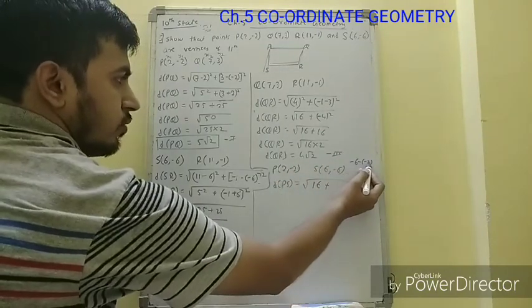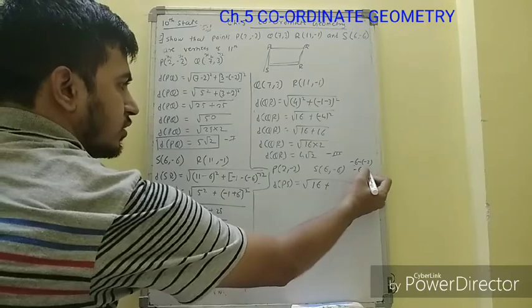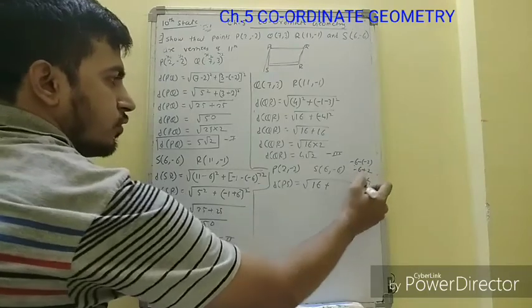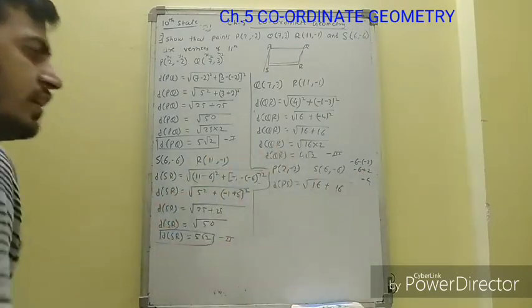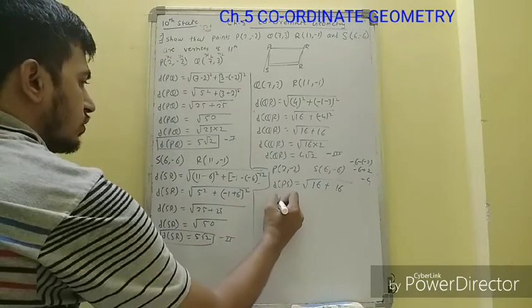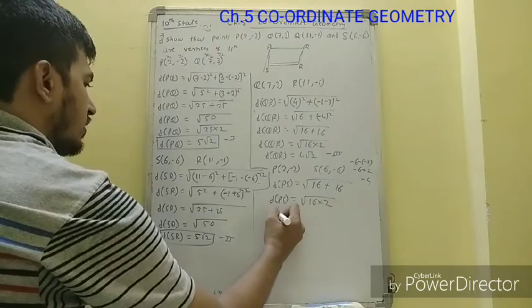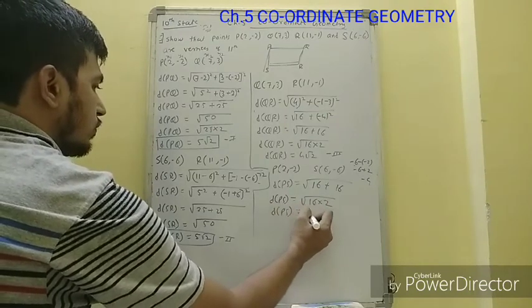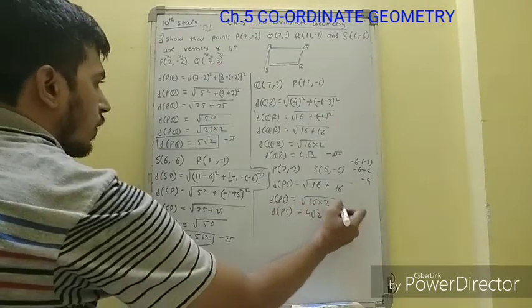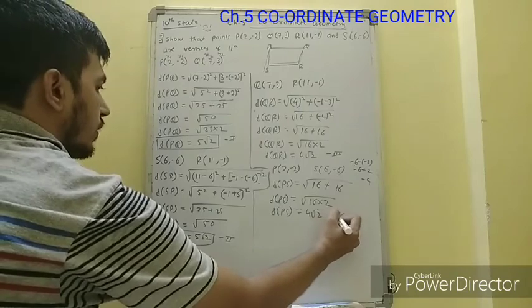Minus 6 minus of minus 2, y2 minus y1: minus 6 plus 2 will be minus 4, and minus 4 square again will be 16. So distance PS squared is 16, and the distance PS is 4 root 2. Okay, this is the fourth one.